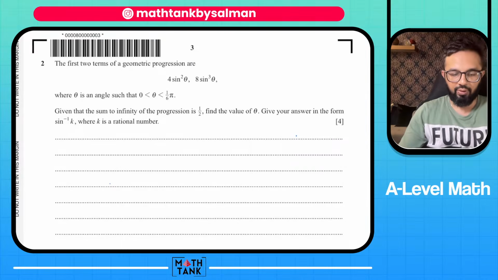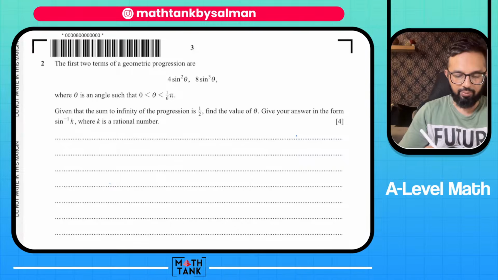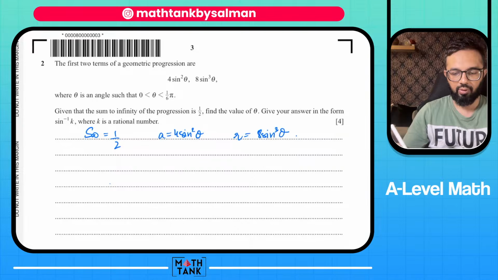Question number 2 says the first two terms of a geometric progression are this and that. Theta is an angle such that theta is between 0 and 1 over 6 pi. Given that the sum to infinity of the progression is half, A is 4 sine square theta and R is 8 sine cube theta over 4 sine square theta, which is 2 sine theta.